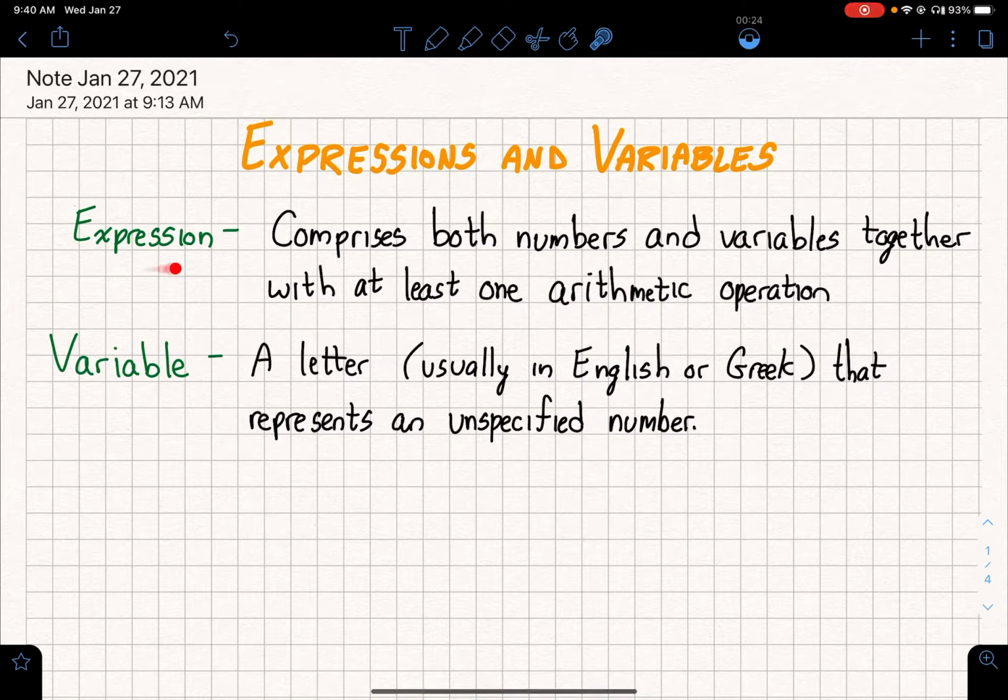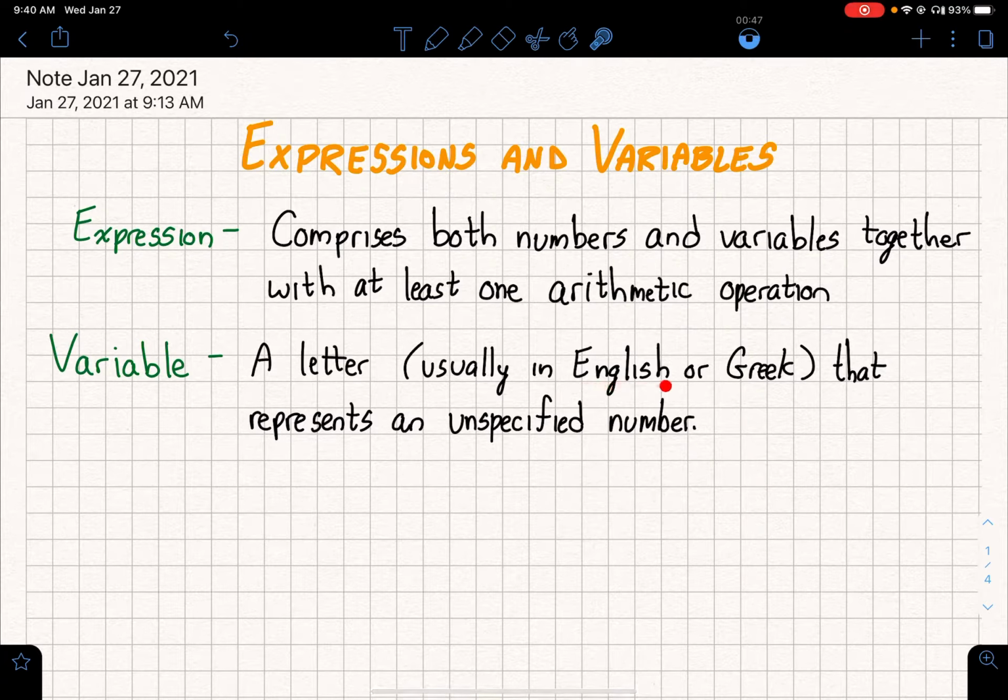So a mathematical expression comprises both numbers and variables together with at least one arithmetic operation. Arithmetic operation meaning addition, subtraction, multiplication, division, etc. And a variable is a letter, usually in English or Greek, that represents an unspecified number.